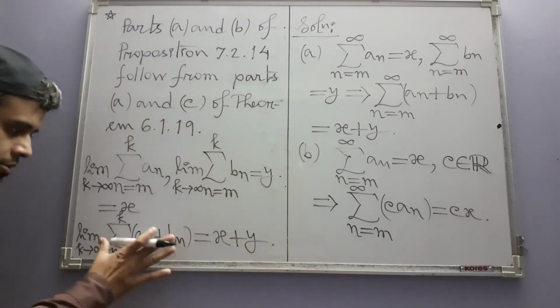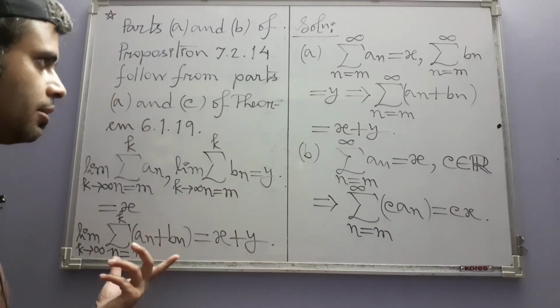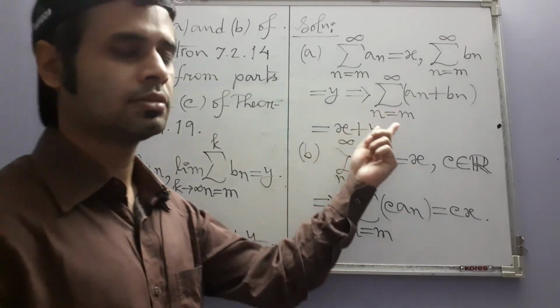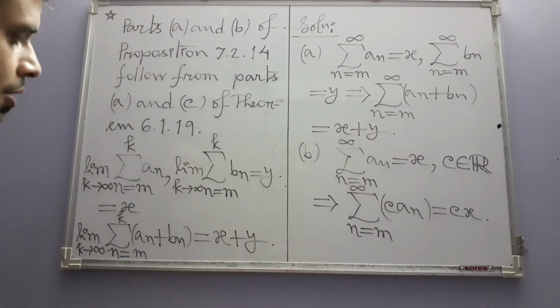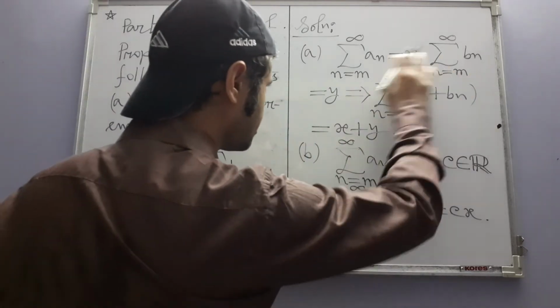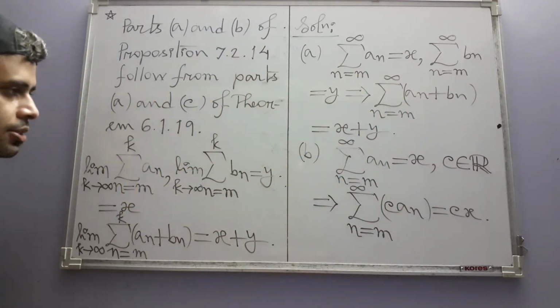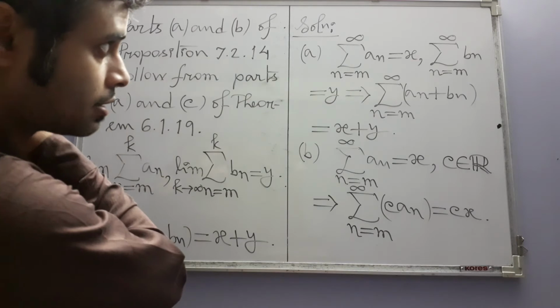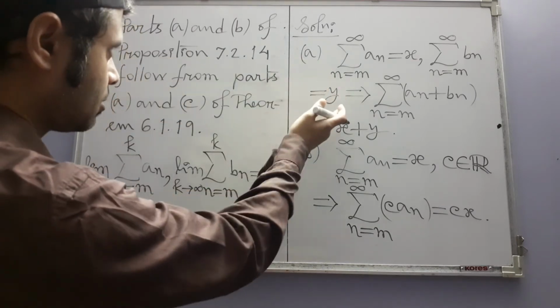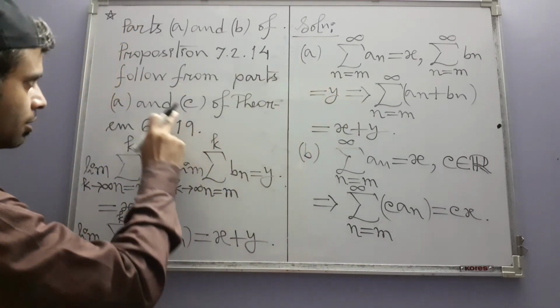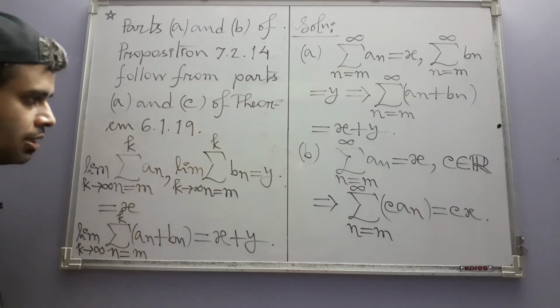But these are actually partial sums of this series. So that just simply means that this series is also convergent, and the sum of this series is x plus y. So that's how you get part A of our proposition from part A of theorem 6190.